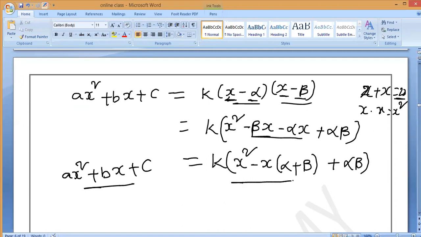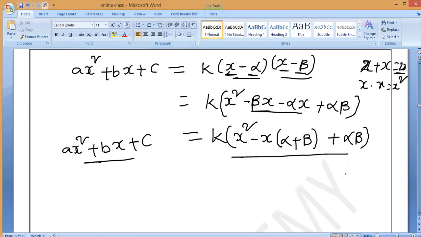Compare these two equations, equating the coefficient ratios. It means the x square coefficient ratio is equal to the x coefficient ratio and the x naught coefficient ratio. Understood?